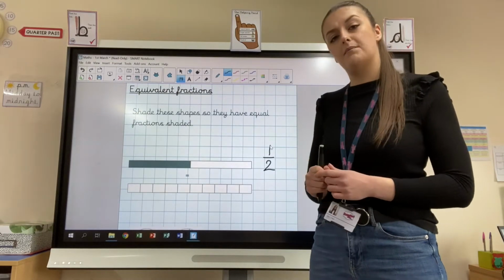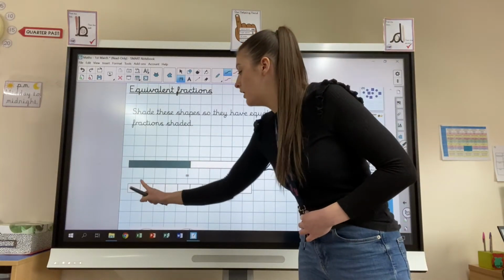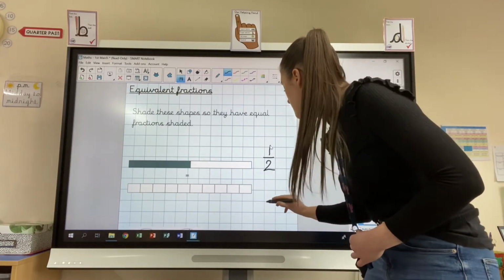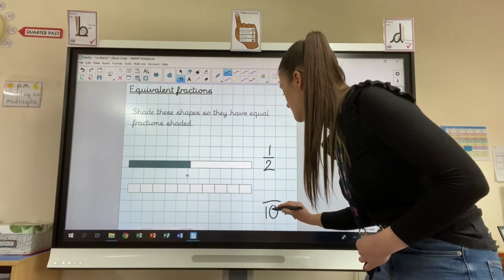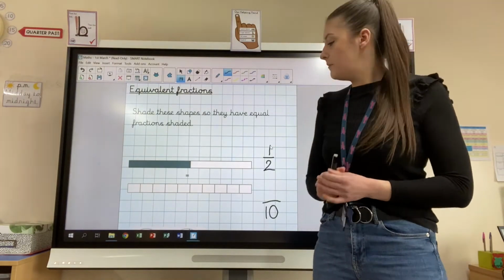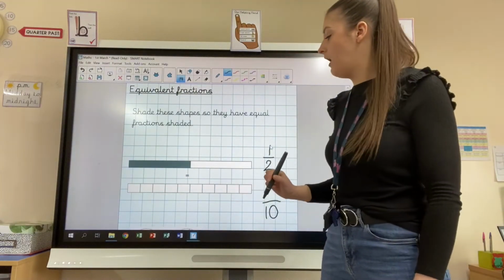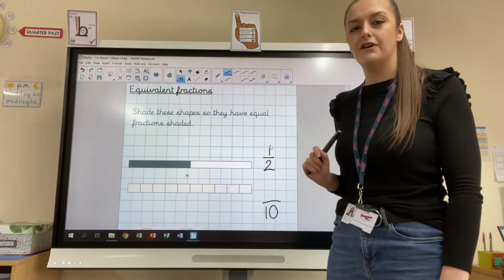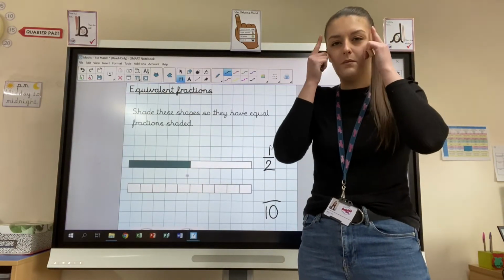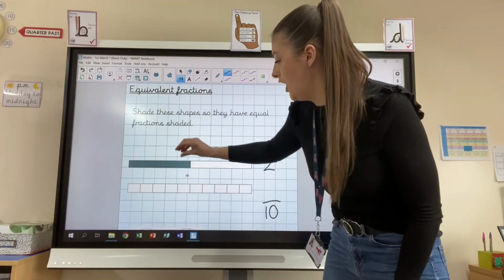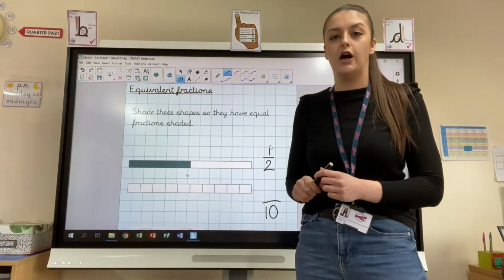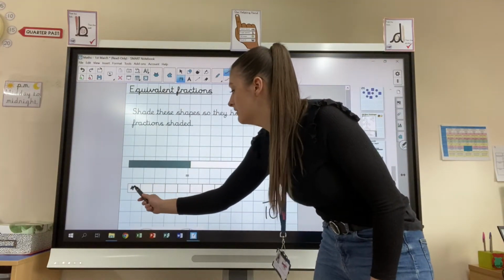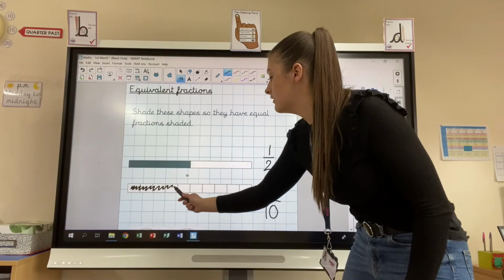So let's count how many parts it's been split into. 1, 2, 3, 4, 5, 6, 7, 8, 9, 10. So it's been split into 10 equal parts. But I need to shade some of these parts so it's equivalent, it's worth the same as this half. Now if we visualise, that means we picture taking that half and placing it over the top of this shape here. If I shade that in, have a look.